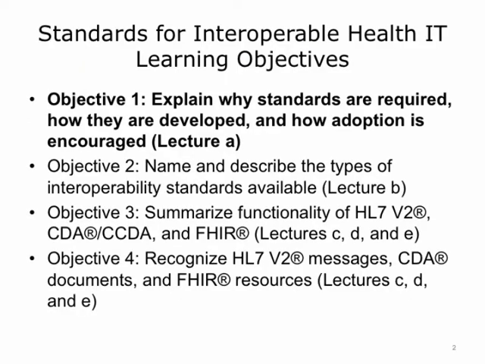This unit will cover the following learning objectives. 1. Explain why standards are required, how they are developed, and how adoption is encouraged. 2. Name and describe the types of interoperability standards available. 3. Summarize functionality of HL7 V2, CDA, CCDA, and FHIR. And 4. Recognize HL7 V2 messages, CDA documents, and FHIR resources.